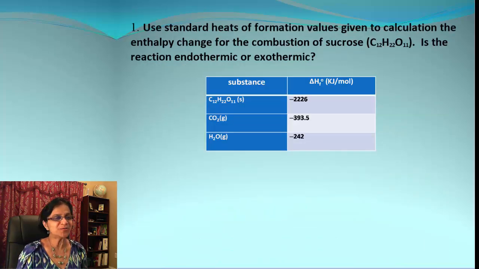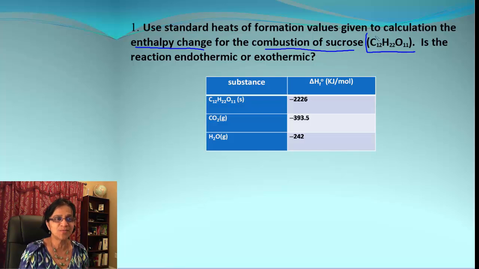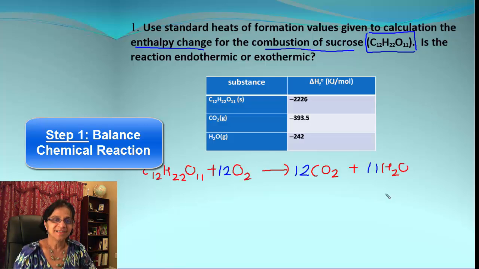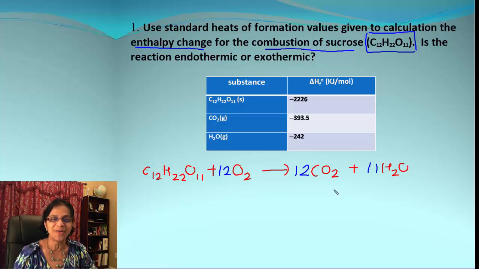Alright, so here is our first problem: to calculate the enthalpy change in combustion of sucrose, and that's the molecular formula. We also need to predict if the reaction is endothermic or exothermic. And over here in this table, the heats of formation are given for reactants and products. But before we begin, step number 1, we need to write down the balanced chemical reaction. So there you go, we got a balanced reaction. Remember, combustion products are always CO2 and H2O.